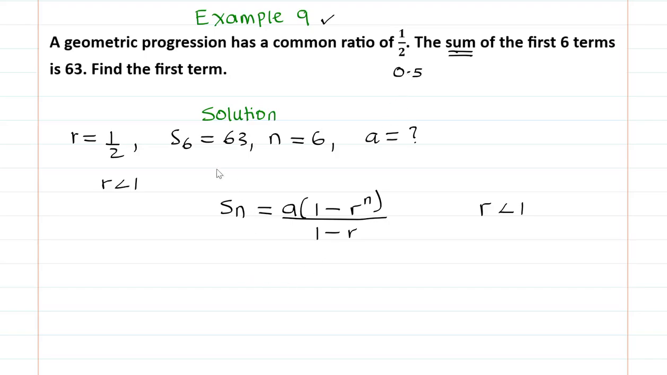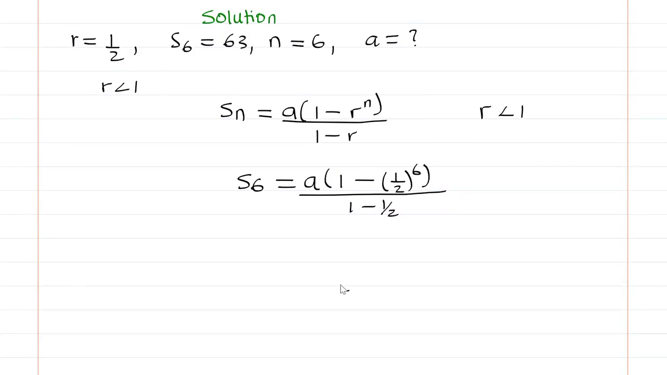So we substitute, customizing it to the 6th term. So the sum of the first 6 terms becomes the first term A that we are looking for into 1 minus R. What is R? R is a half. So minus 1 out of 2, but to power n. N is 6 for this case. Then we divide by 1 minus R, that is 1 minus a half. And then from here, we work it out.